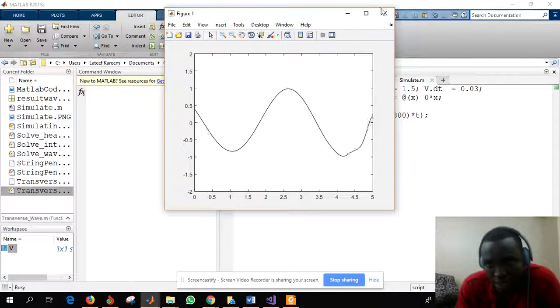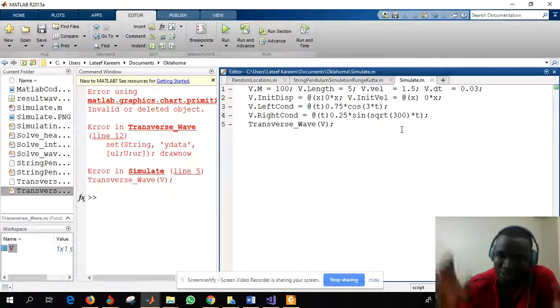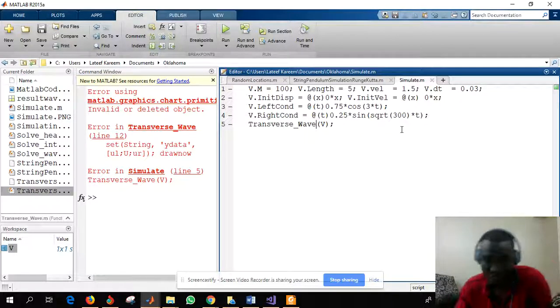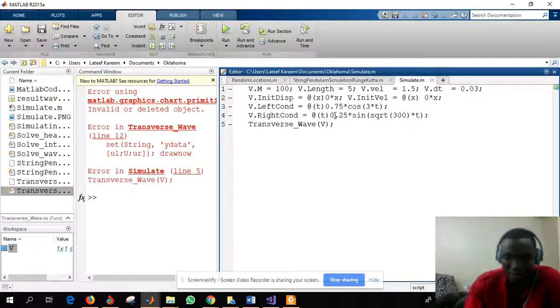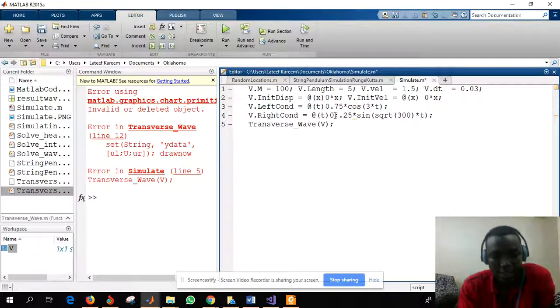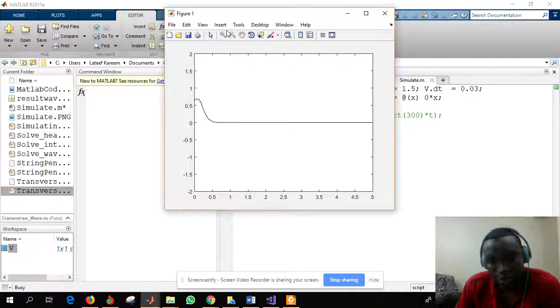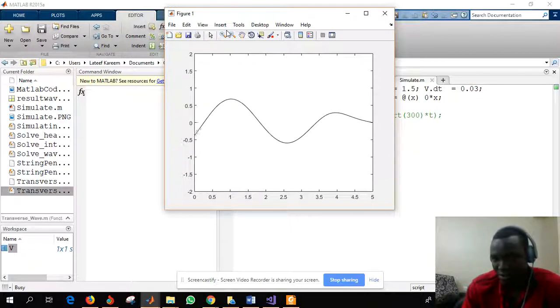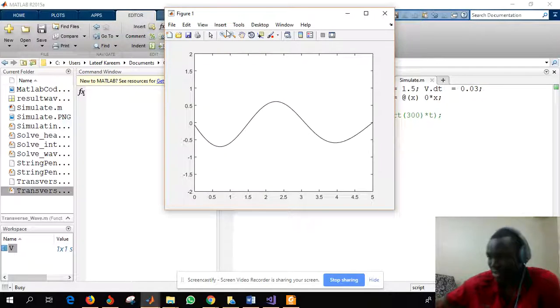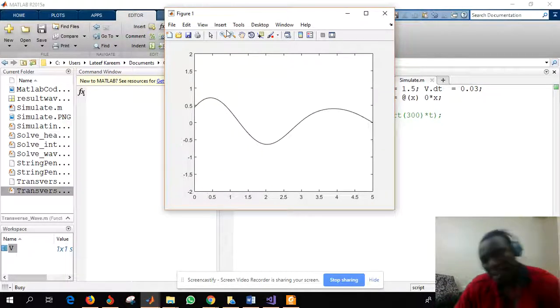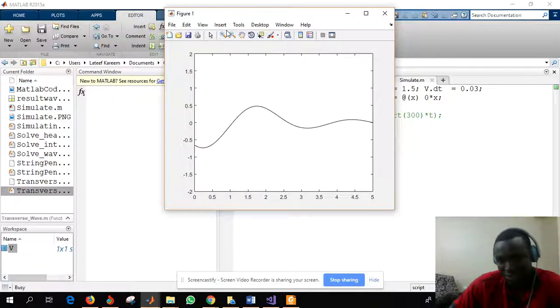For example, let us assume that the right boundary condition is actually 0. That is, the string is fixed on the right. So that can be this, and then comment the rest. So if I run this code, this is what I see. This shows that the right is fixed. Then you see the stationary wave behavior, that is the reflection of the wave as it hits the right boundary and it's then reflected back. And then you now have a stationary wave behavior.